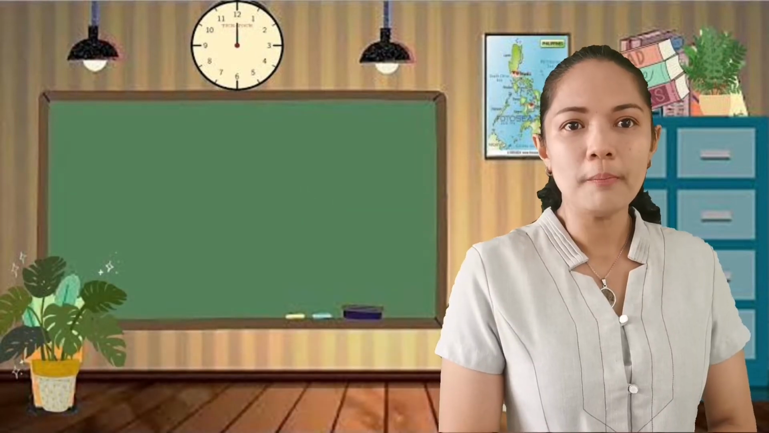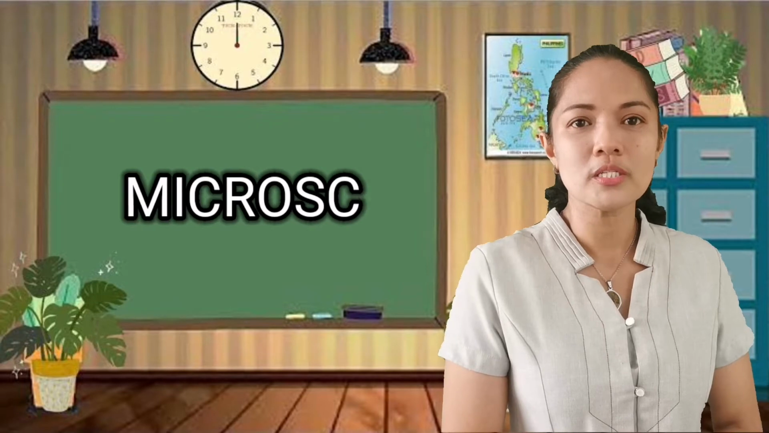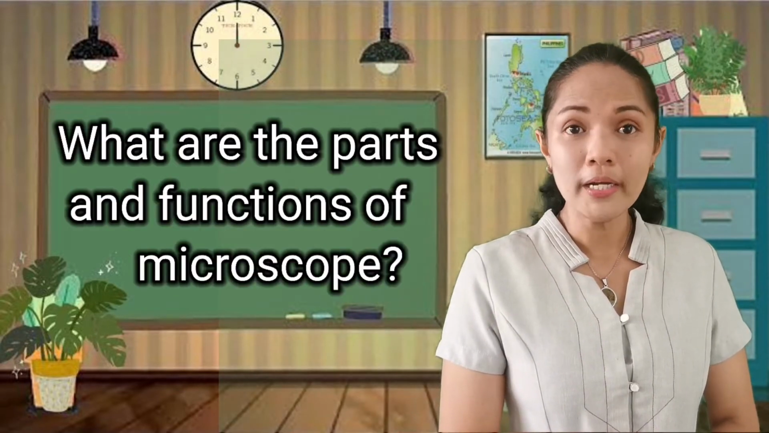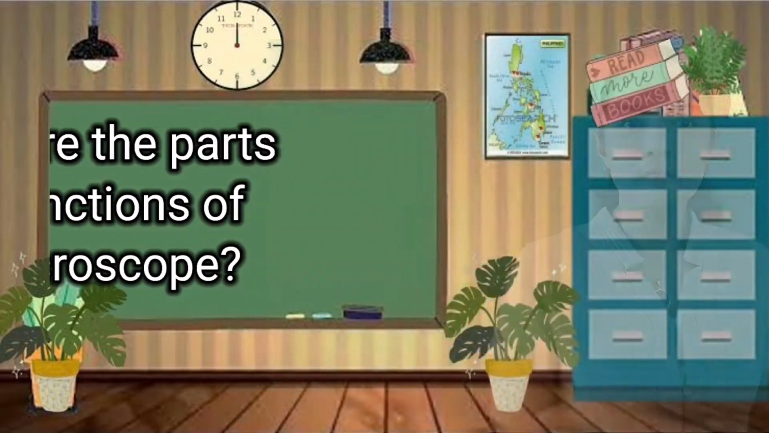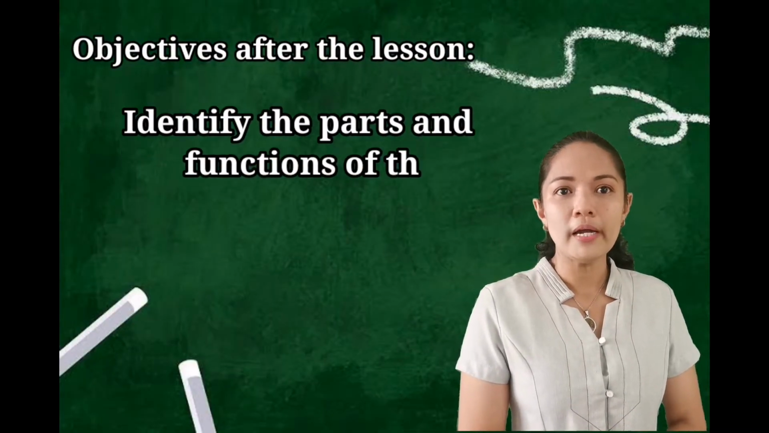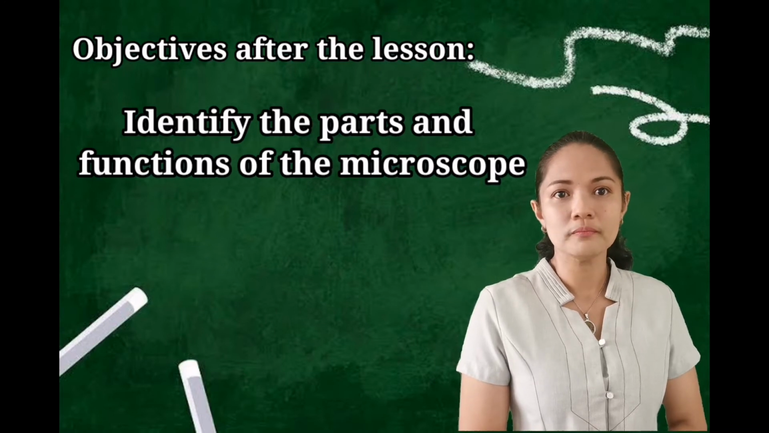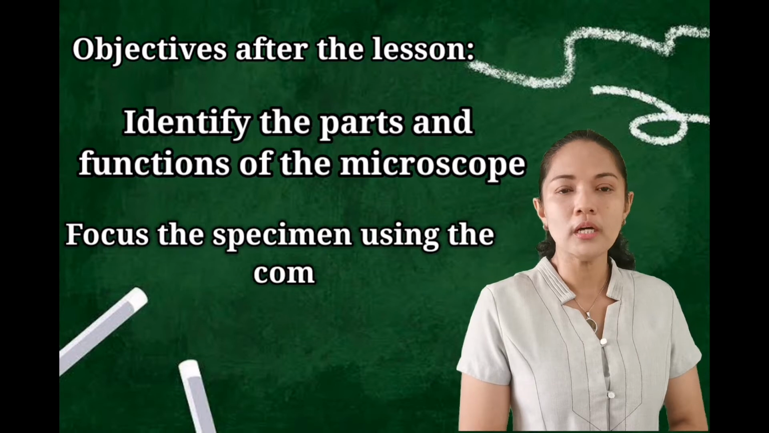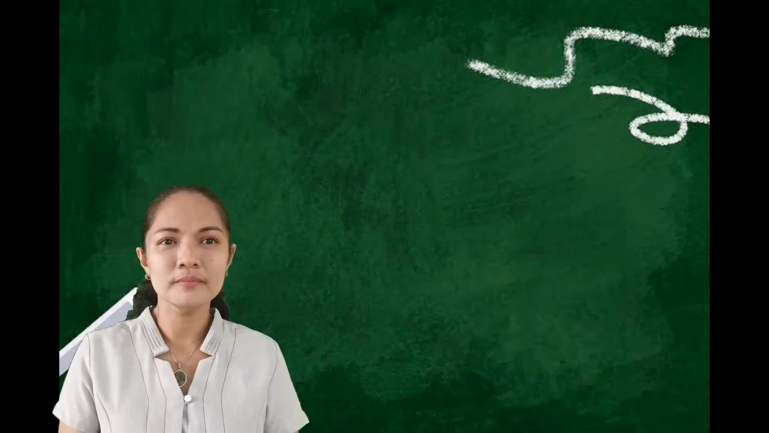In this quarter, we're going to talk about biology. Our first topic in this quarter is the microscope. What are the parts and the functions of a microscope? The objectives. Number 1, identify parts of the microscope and its function. Number 2, focus specimen using the compound microscope.